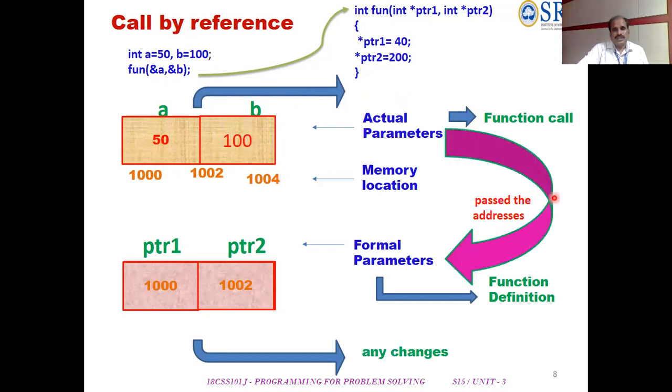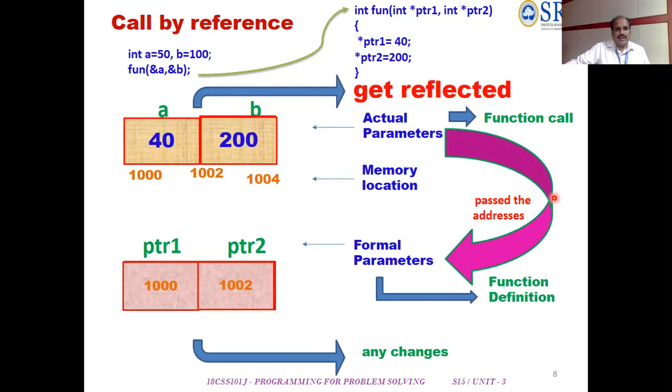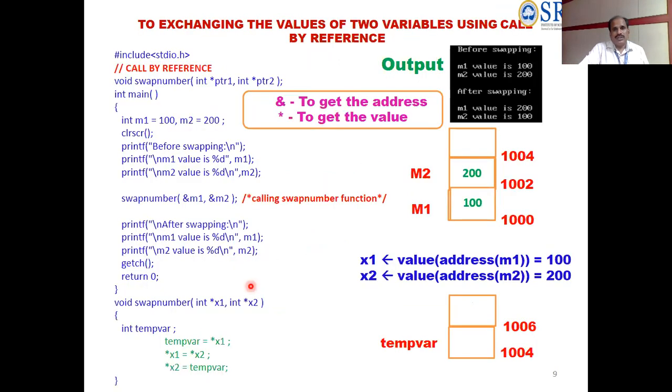We pass the addresses, so any changes made through 40 and 200, any changes made through the references 1000 and 1002, will get reflected in the actual argument in the calling function.